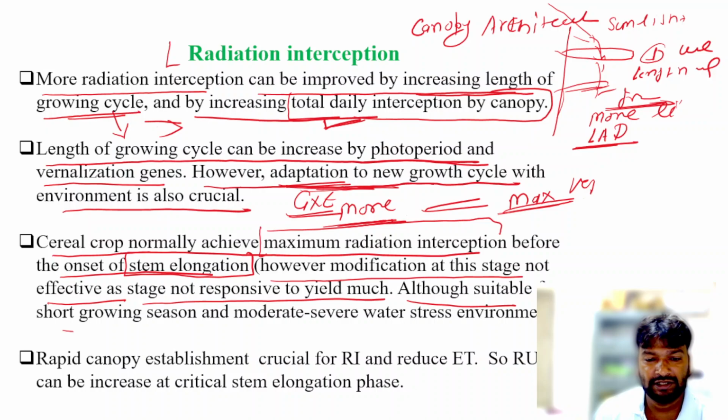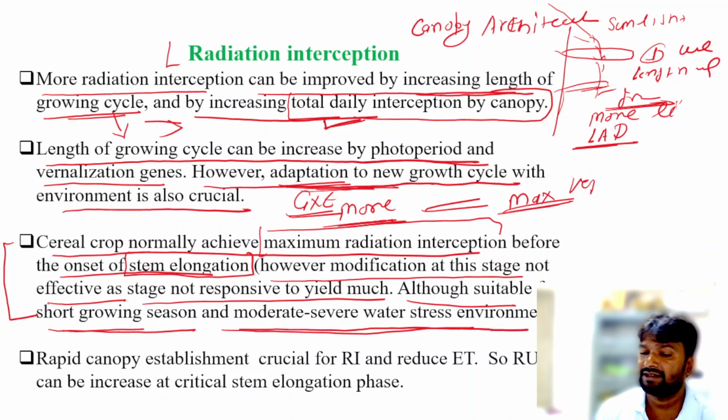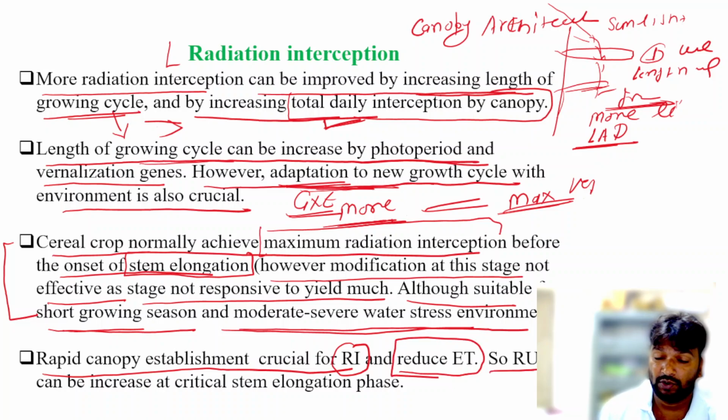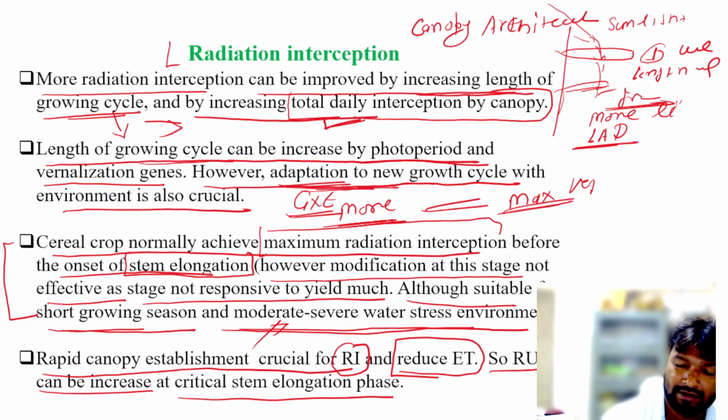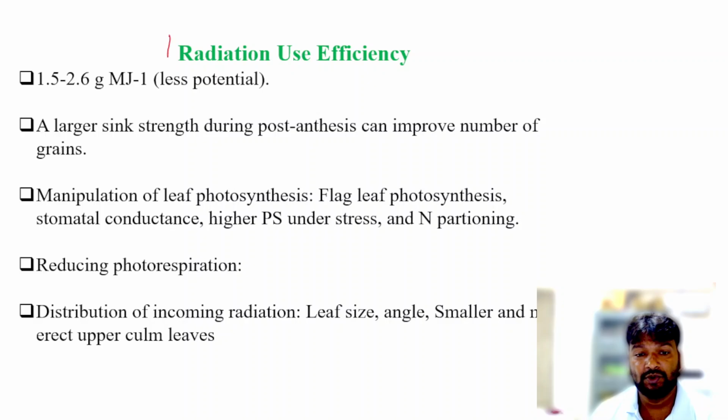Therefore it is suitable for short growing seasons and moderate to severe water stress. These types of strategies can be beneficial in environments where there is a requirement of a short growing season and moderate to severe water stress. In this environment, reducing the length of the growing cycle is effective. Rapid canopy establishment is crucial for radiation interception and reducing evapotranspiration. So resource use efficiency can be increased at the critical stem elongation phase in this environment, and this can improve the yield.